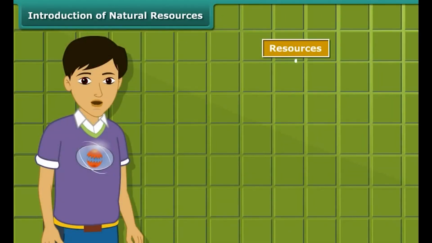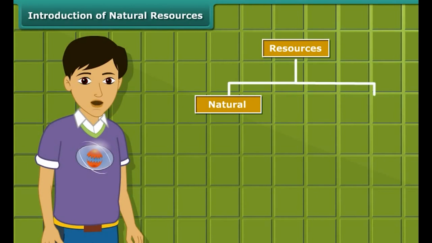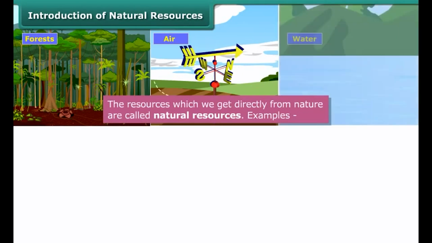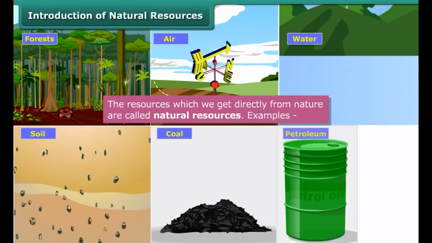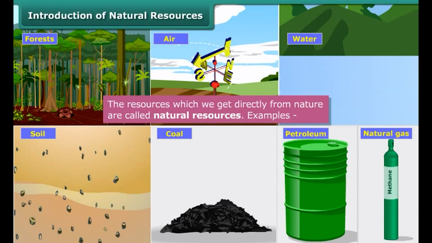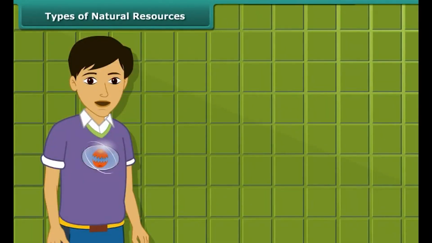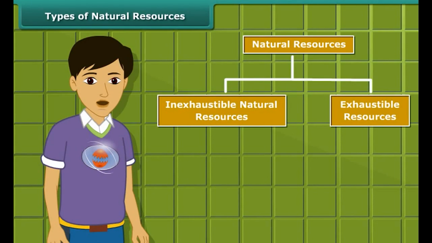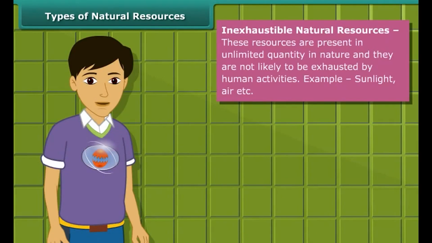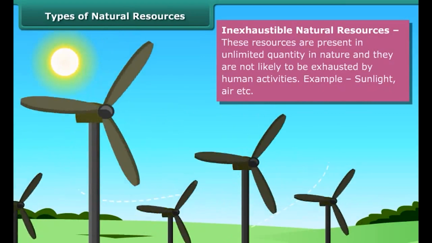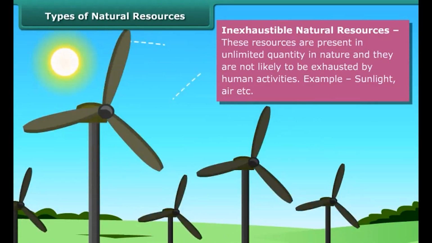You know, resources are of two types, natural and man-made. Natural resources such as forests, air, water, soil, coal, petroleum and natural gas are directly obtained from nature. Natural resources can be broadly classified into two categories: inexhaustible natural resources and exhaustible resources. Inexhaustible natural resources are present in abundance, hence it is unlikely that they will be exhausted by any human activity. Sunlight and air are examples of such resources.